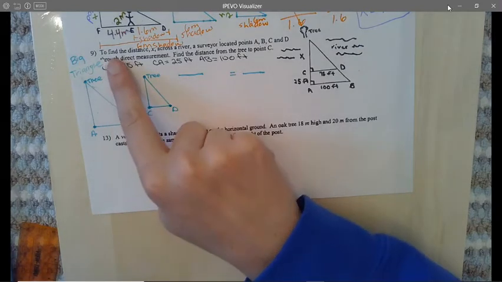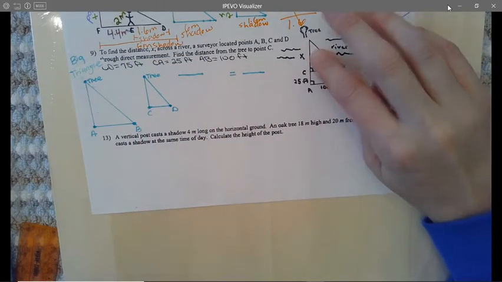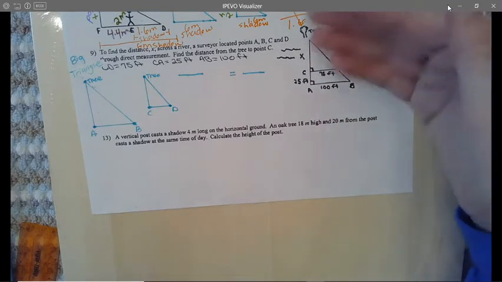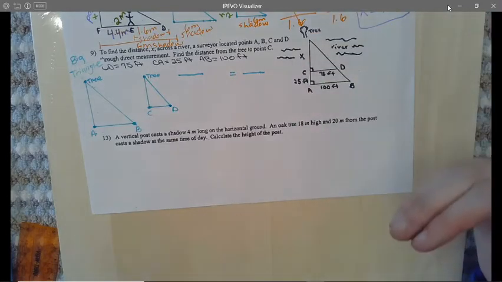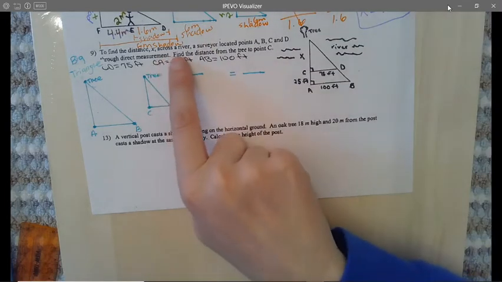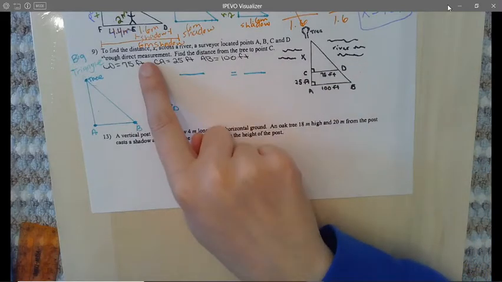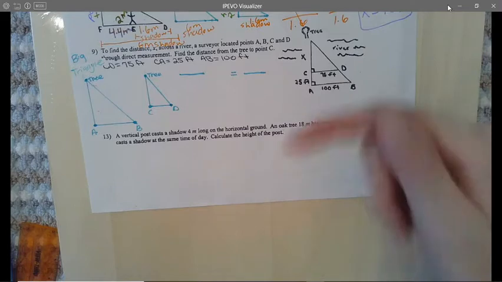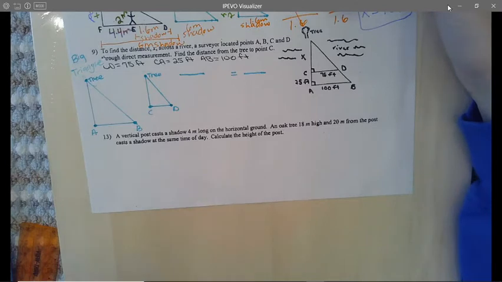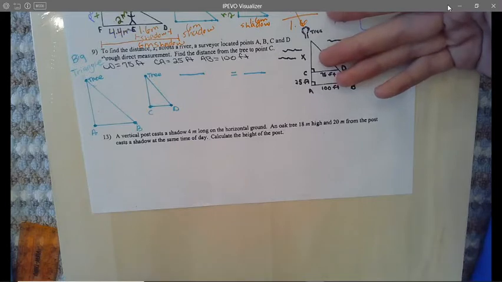So we're trying to find this distance across the river, and obviously the surveyor cannot do it very easily. So the surveyor is going to use similar triangles to actually find the distance across the river, which is really neat. A surveyor located points A, B, C, and D through direct measurements. The surveyor was able to get measurements on this side of the river, but wasn't able to get measurements across the river. So using similar triangles, now the surveyor can find the distance across the river.